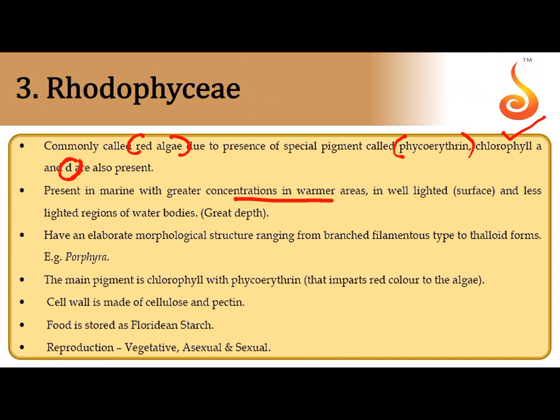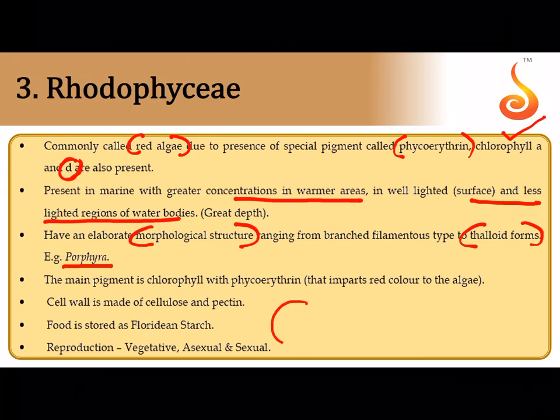Okay, they are mostly found in warmer seas and deeper areas where there is limited light. They have an elaborate morphological structure, and some of them are thalloid forms where the body is loosely differentiated into, like how we saw, a frond, a stipe, and a holdfast, like in the case of Porphyra. And then the cell wall has cellulose and not pectin here.